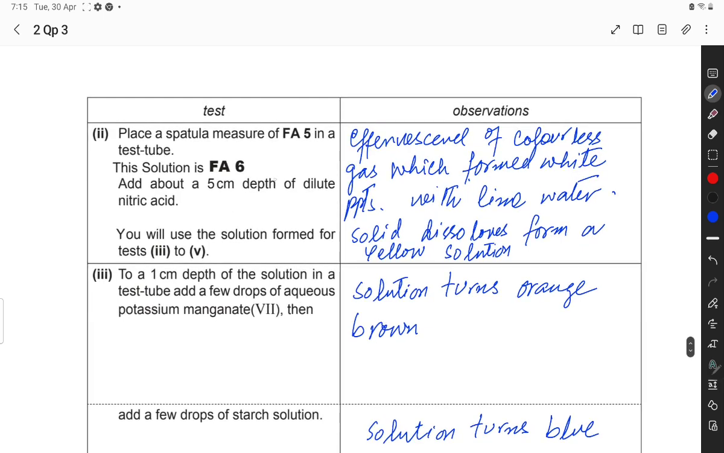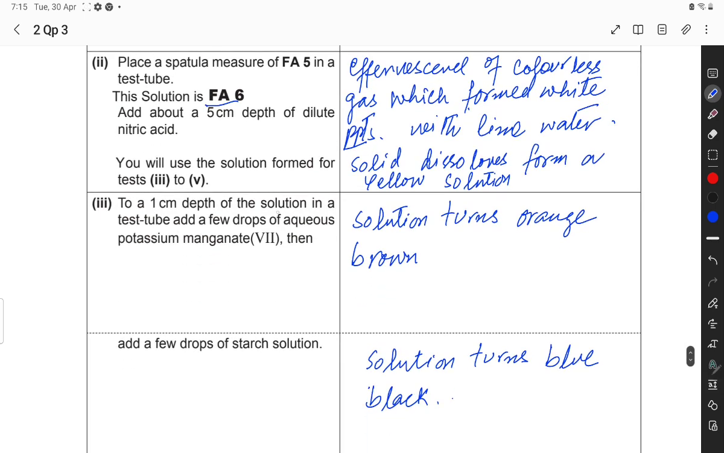Now place a spatula measure of Fa5 in a test tube. The solution is Fa6. Add about a 5 cm depth of dilute nitric acid. You will use the solution formed for tests 3 to 5. Effervescence of colorless gas which forms white precipitate with lime water, like the gas produced turns lime water milky. Solid dissolves to form a yellow solution when you add dilute nitric acid.